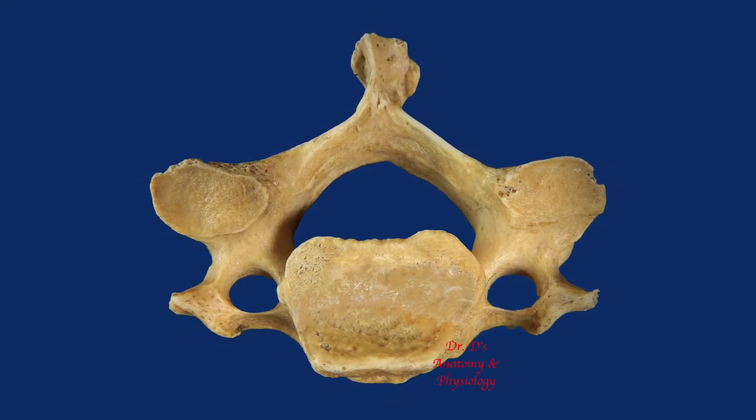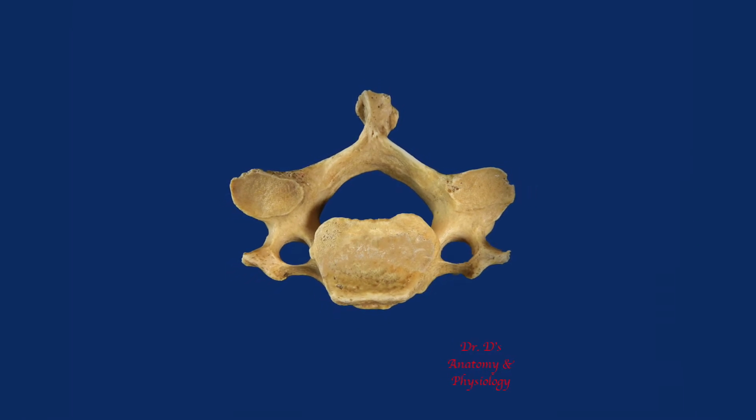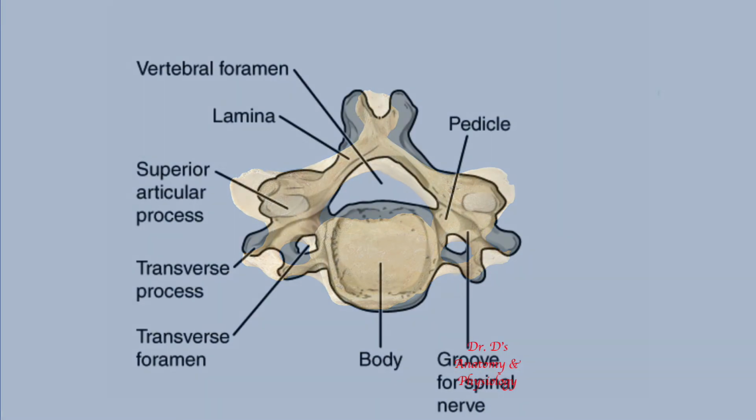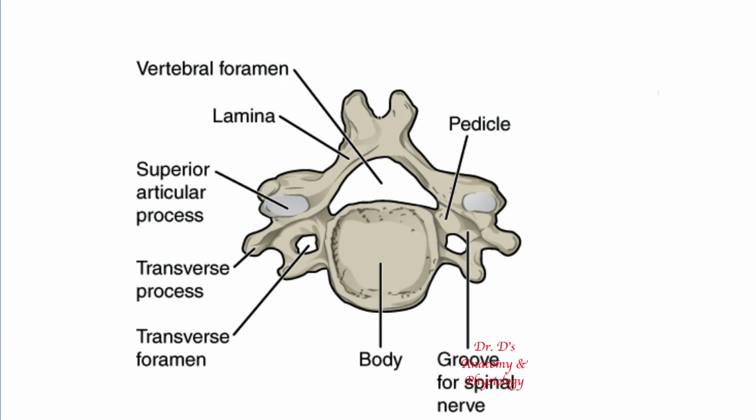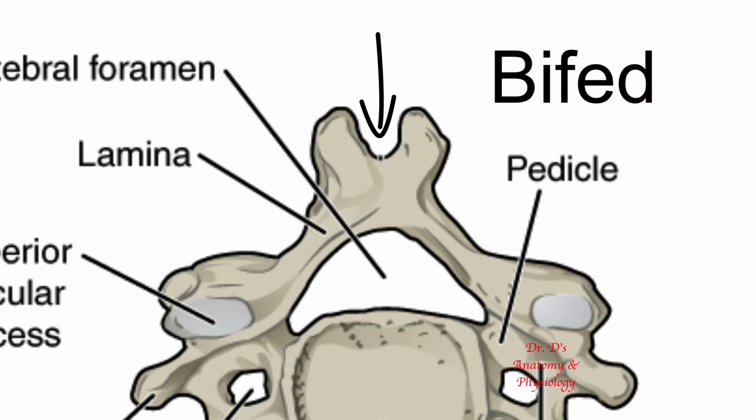The spinous process has an interesting feature which you can't really see in this individual vertebra. So let's look at a drawing and take a closer look at the spinous process in this drawing. Notice that the spinous process has a split end, and this split end, which is characteristic of some cervical vertebrae, is referred to as being bifid. And bifid is simply a word that means a split end.